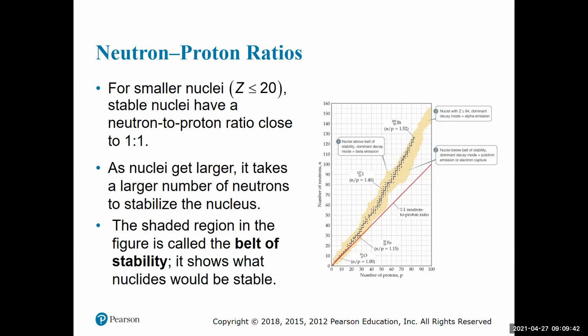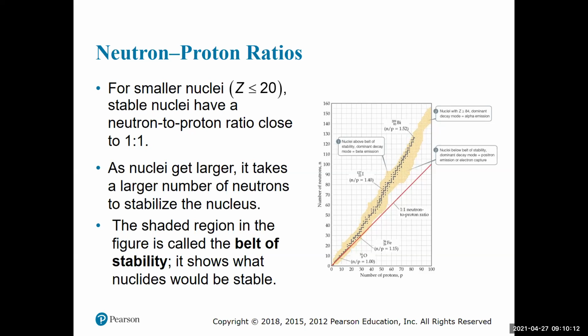As the nuclei get larger, we need more neutrons to stabilize things. Nuclei get larger, which means we have more protons. And we talked about the repulsion that protons can have, which could cause some problems. The way that gets balanced is by the neutrons. So you need more neutrons as you get to the bigger nuclei to keep things stable.